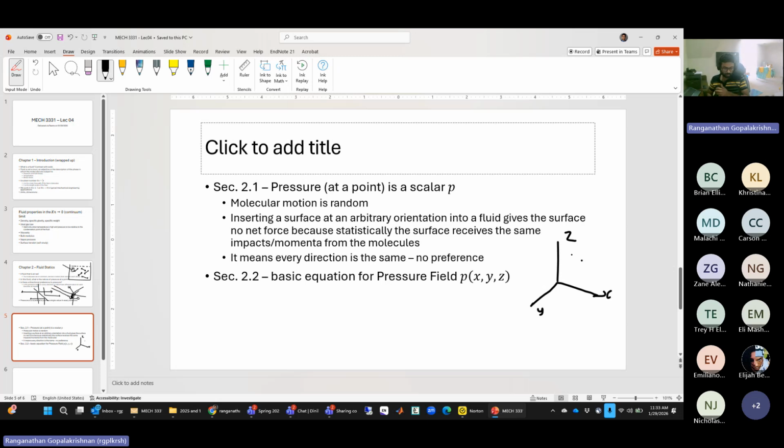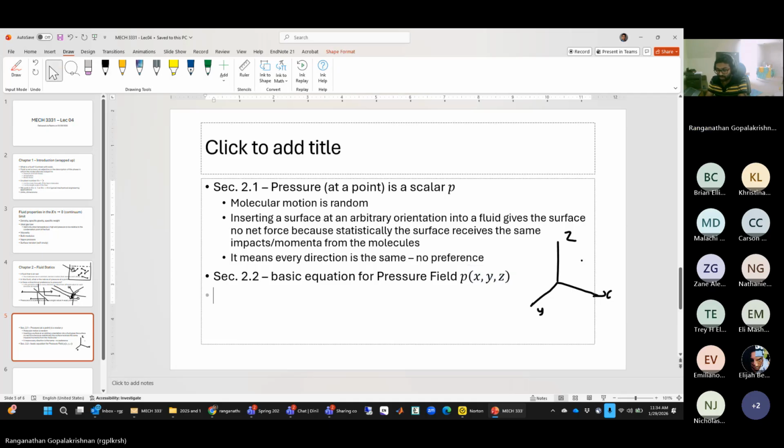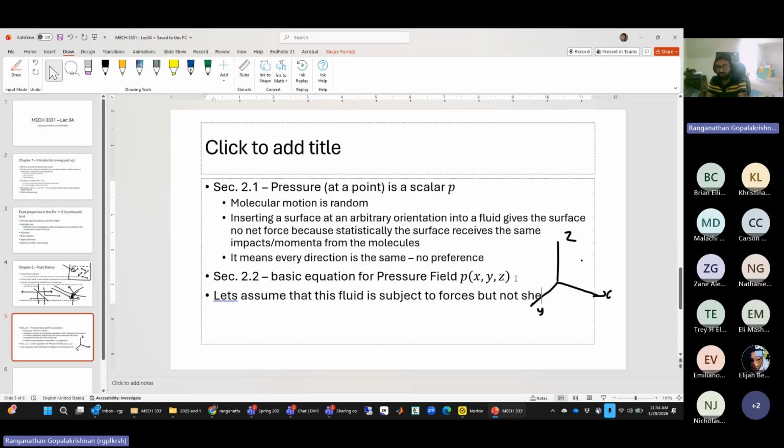Okay. So we want to ask the question, how does pressure vary in a fluid? That is the question we are trying to ask. Now, the first thing we want to declare at the beginning is that let's assume that this fluid is subject to forces, but not experiencing internal shear force or stress.